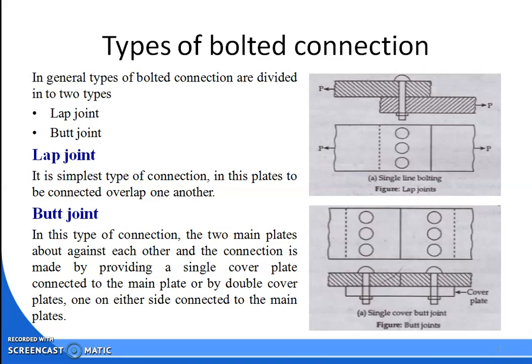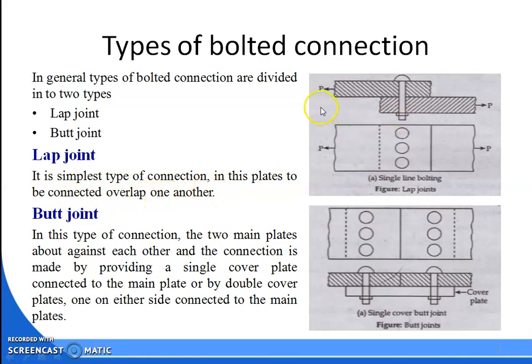So in a general way, bolted connections are divided into two types. The first one is the lap joint and the second one is the butt joint. Lap means overlapping, so this kind of joint is known as a lap joint. It is the simplest type of connection, in which the plates to be connected overlap one another.